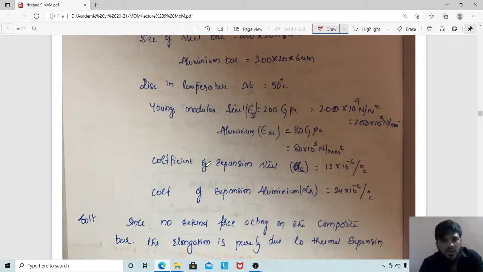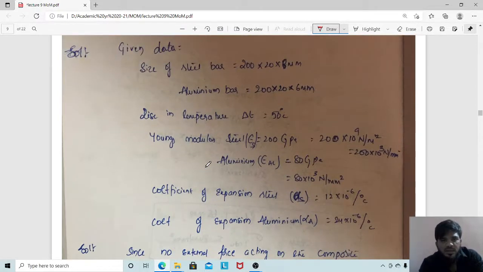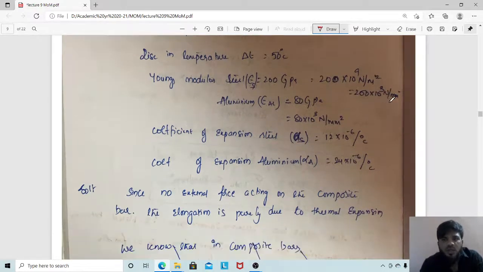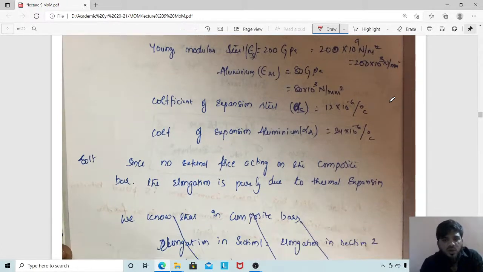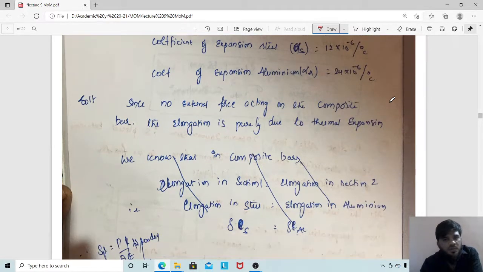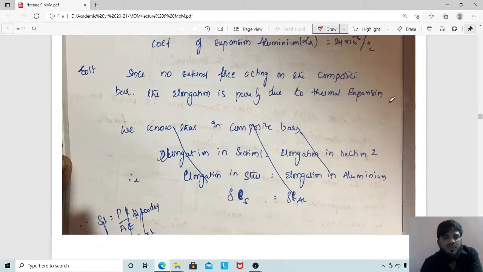So first of all, I will write down all the data which they have given. I have written down all the data here. You see 200 gigapascal is given. Giga means 10 to the power of 9. Meter square is given as 10 to the power of 6 mm square. With respect to that, we are going to get the value of 10 to the power of 9. You have been seeing all these things. You should not have any doubt regarding this. Since no external force is acting on a composite bar, the elongation is purely due to thermal expansion. Very, very important thing.